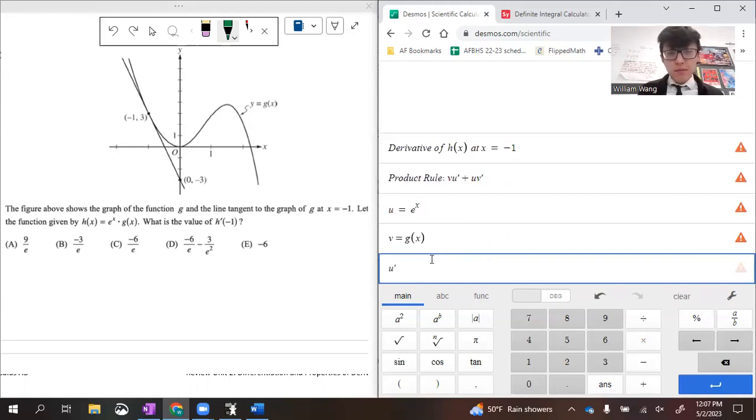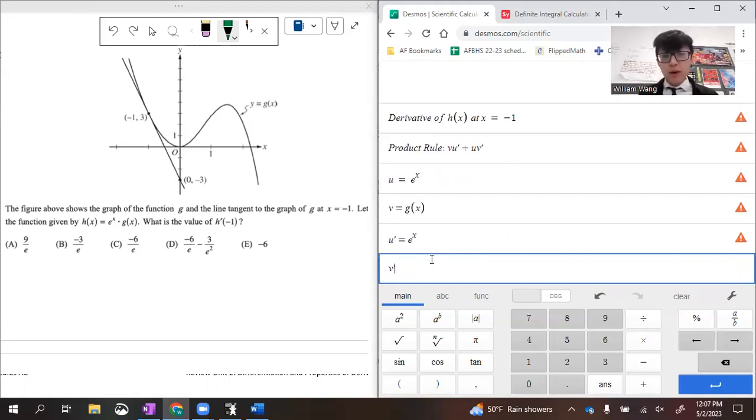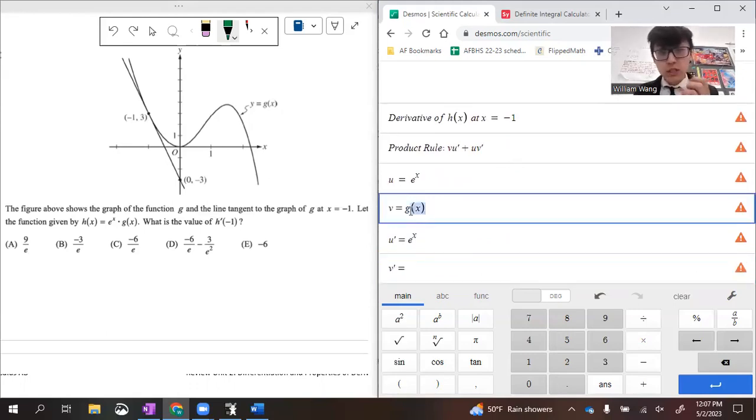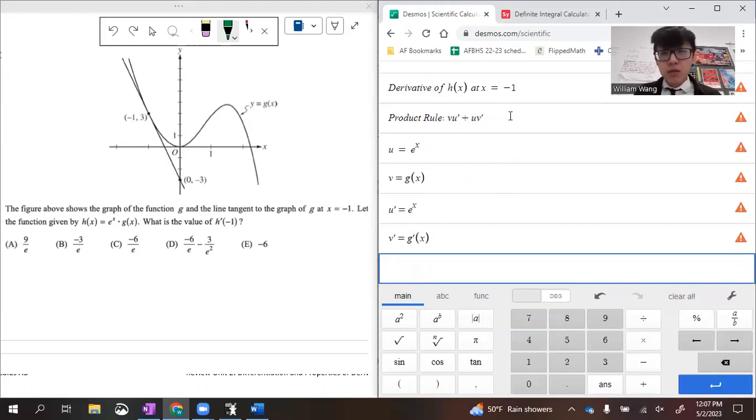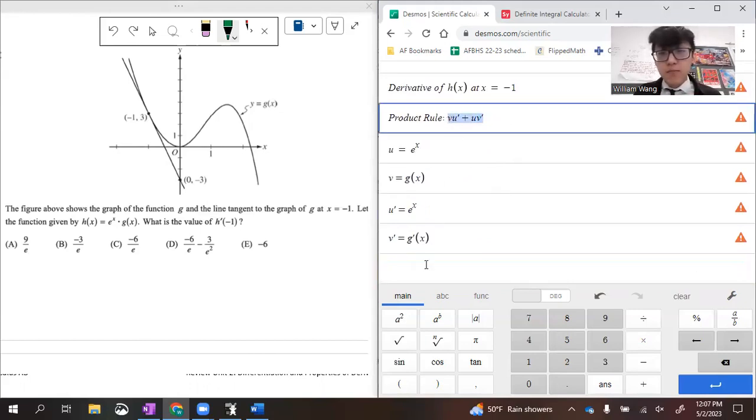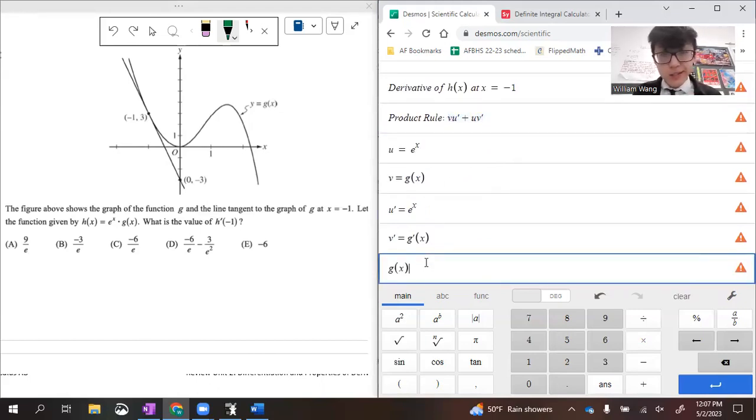That means my u prime is the derivative of e to the x, which is also still just e to the x. And my v prime is, if my function is g of x, that means the derivative is simply g prime of x. Cool, I'm going to plug that into my product rule. So v u prime, so that's going to be g of x e to the x plus uv prime, so e to the x g prime of x.